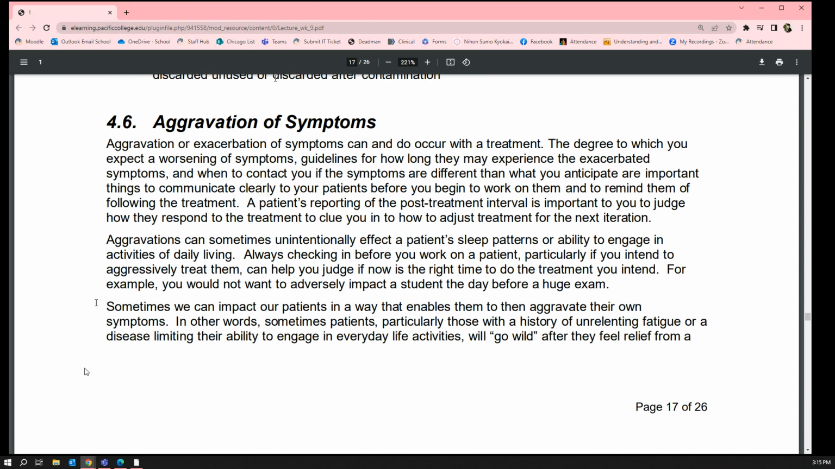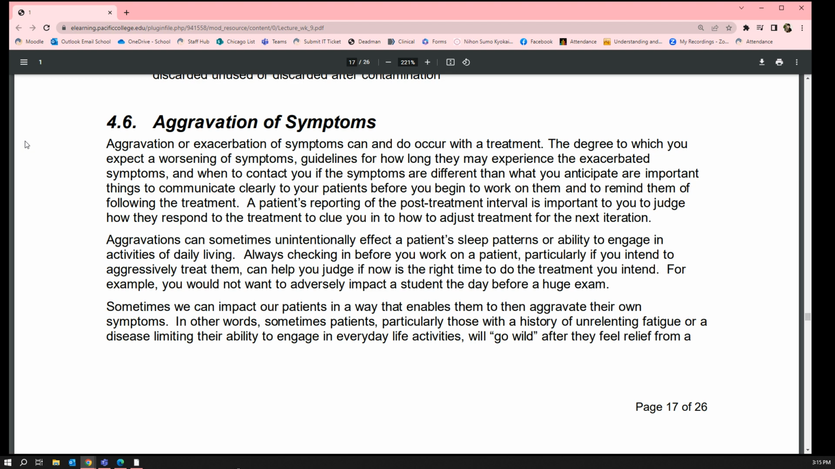All right, next one here is aggravation of symptoms. So things can get worse before they get better. Sometimes that is just how the treatment goes. I always tell my patients that is a possibility. Sometimes that's just their healing journey. You open up things that were so closed off because they were so unwell that they feel like they're getting worse, but they are actually on a healing trajectory.